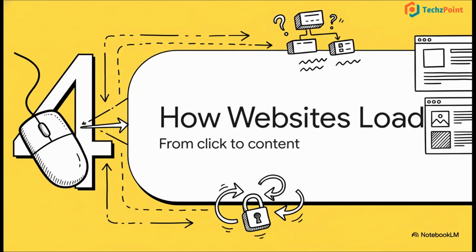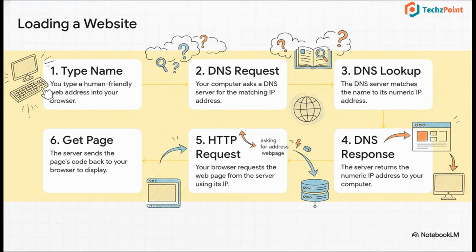Okay, so let's put these protocols into action. Let's follow the step-by-step journey that happens in milliseconds every single time you do something as simple as visiting a website. It's this incredibly fast, 6-step dance. First, you type in a name. Your computer has no idea where that is, so it sends a DNS request out, basically asking, where do I find this? The DNS server, our address book, looks up the name and sends back the correct numeric IP address.